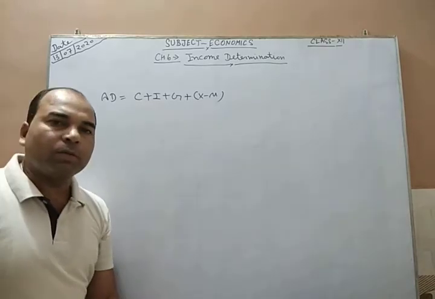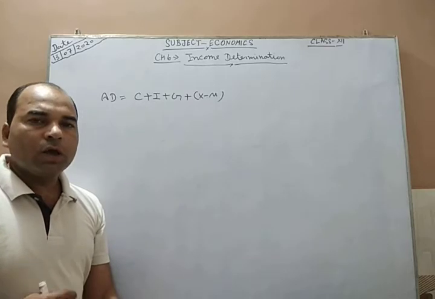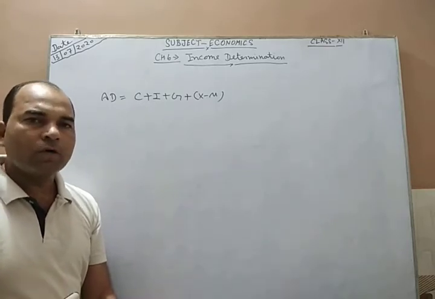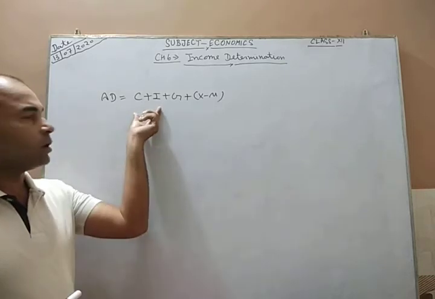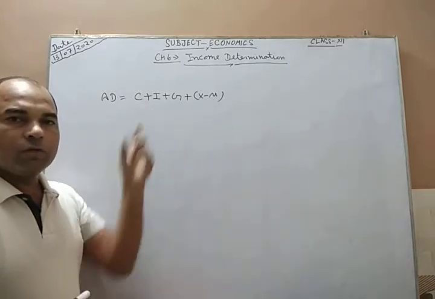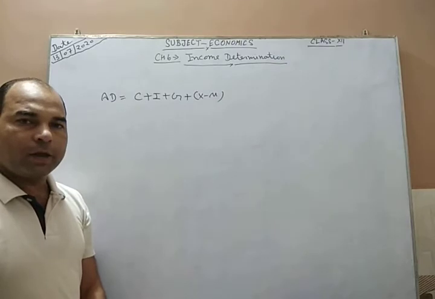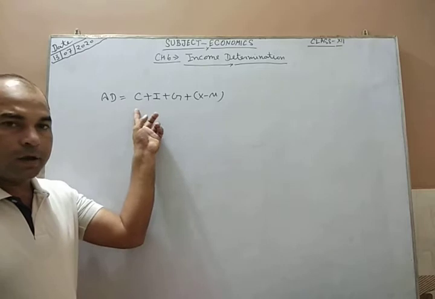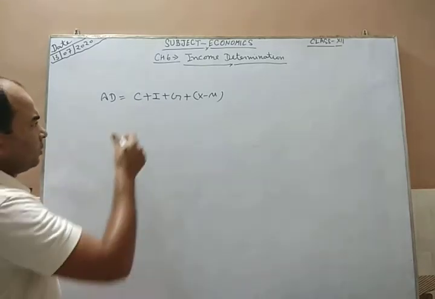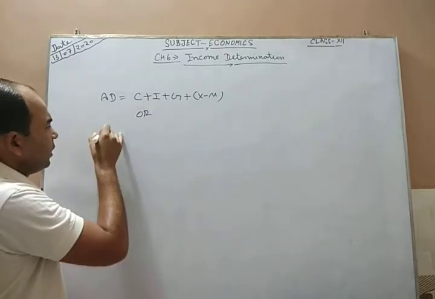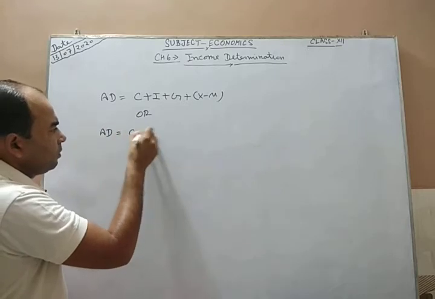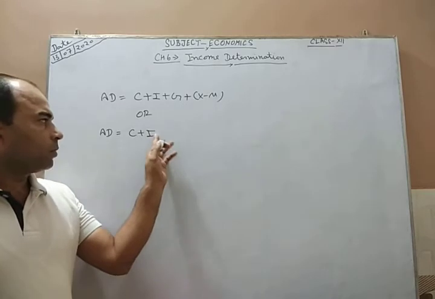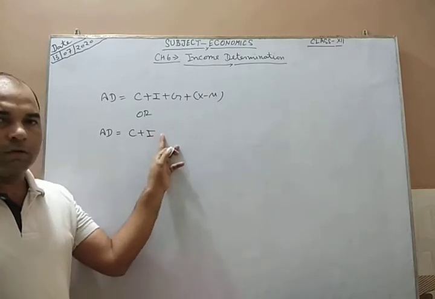But in Keynes's terminology, we take only a closed economy, and in the closed economy we have only 2 sectors, that is C plus I. So the components of aggregate demand will be only the household sector plus the investment sector. So aggregate demand is equal to C plus I. I think you have understood this equation.